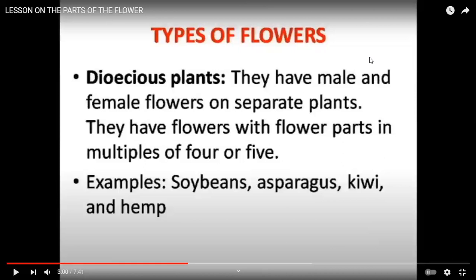What are examples of these? Examples would be soybeans, asparagus, kiwi, and hemp. They are examples of dioecious plants.